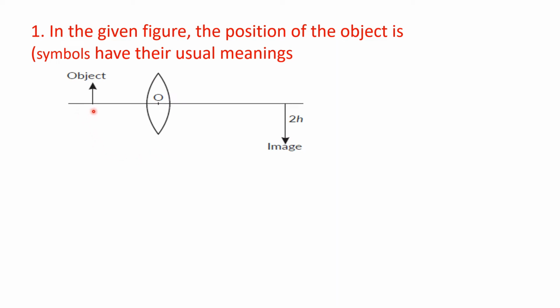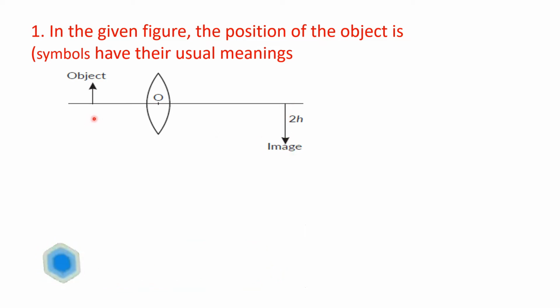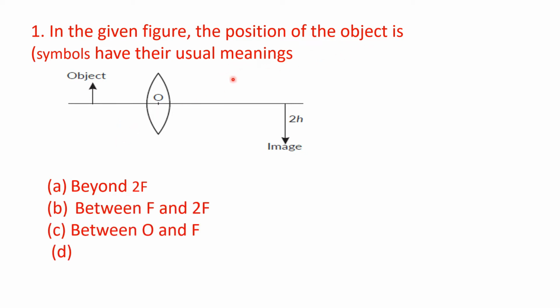this is the object and this is a convex lens, and O is the optic center of this lens, and this is the height of the image, this is the image position, and this is the object. So, the position of the object is beyond 2f, between f and 2f, between O and f, at f. Let us go to the solution.